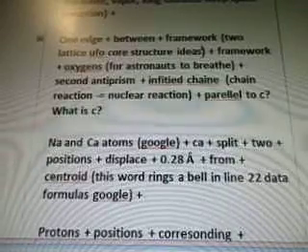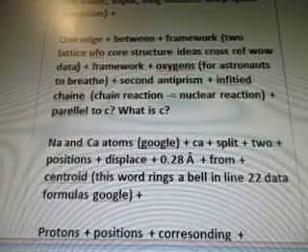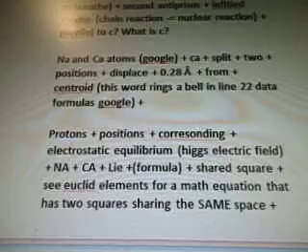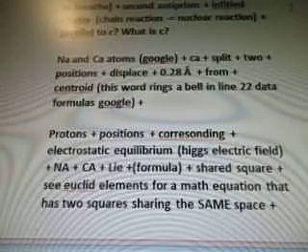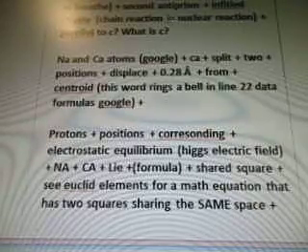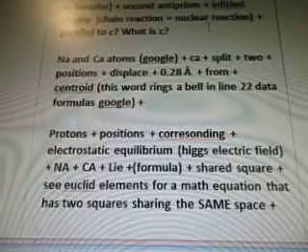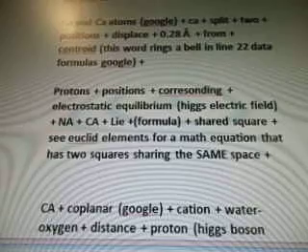And that's cross-reference, raw data. Framework, oxygens for astronauts to breathe. Second antiprism is infinite chain. I don't know what that means. Chain reaction equals nuclear reaction. Plus parallel to C. What is C? So I don't know what C is.